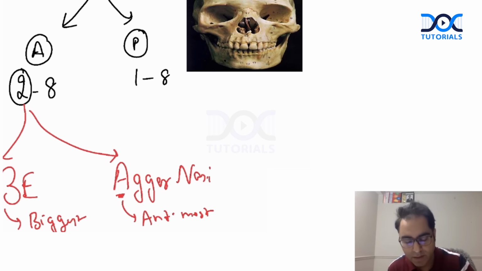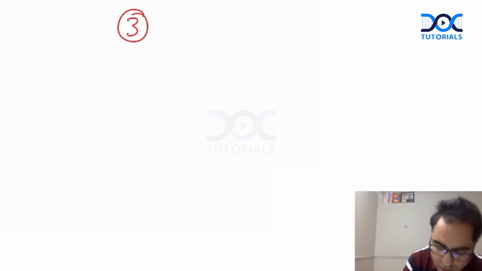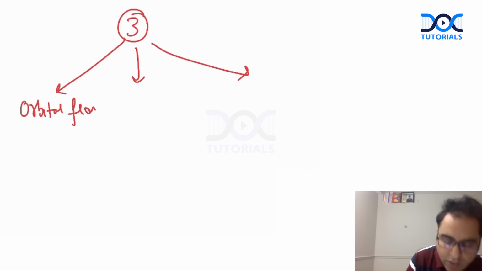But in some people, there can be anatomical variation and they can have some unusual ethmoid cells at unusual locations. There can be three unusual locations. What are these three unusual locations? One is the orbital floor. The ethmoid air cell can grow in the orbital floor and then they are called Haller cell.